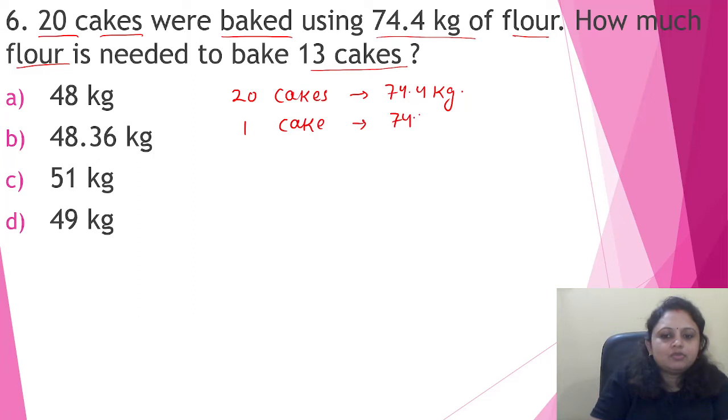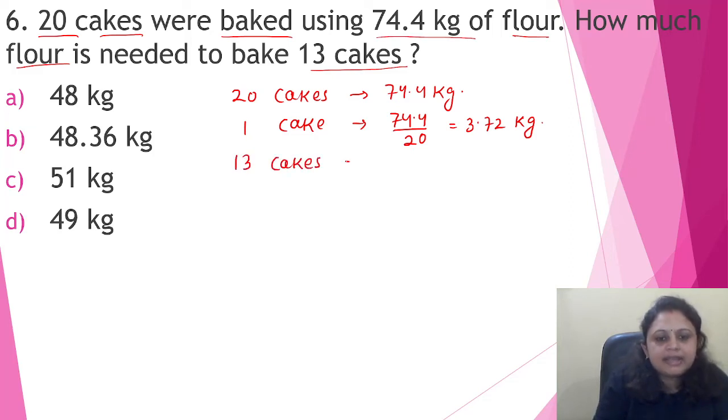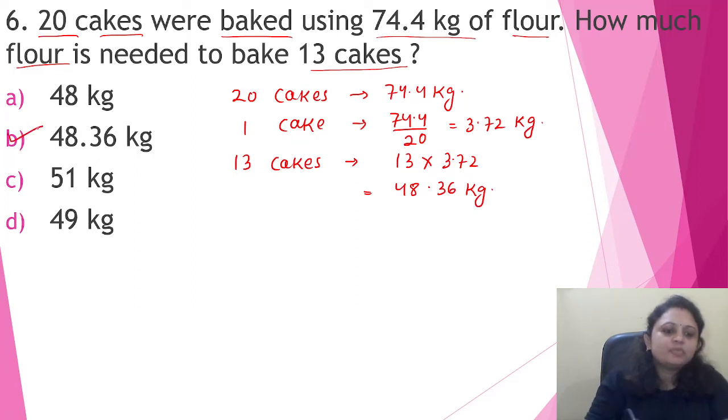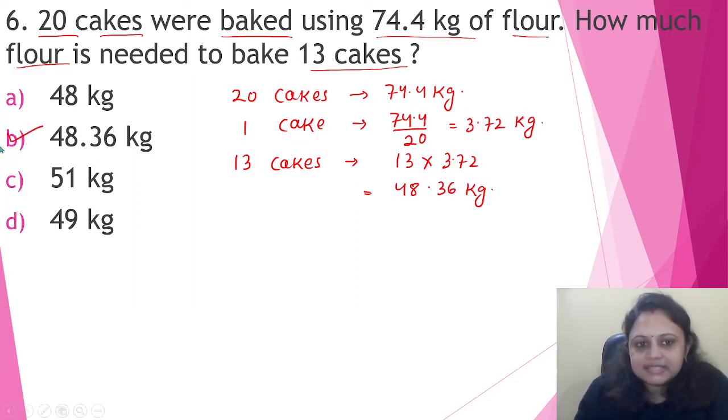Okay. So for one cake, what will be the answer? That is 74.4 by 20, and that is equal to 3.72 kg. Okay. Next one is about the 13 cakes. For 13 cakes, it will be 13 into 3.72 and the answer is 48.36 kg. Okay, so the correct answer is option B, that is 48.36 kg.